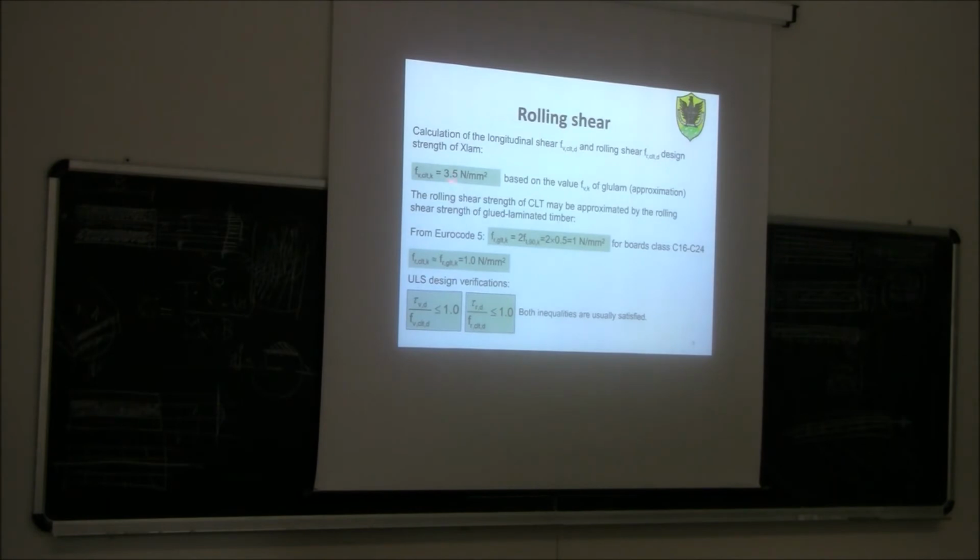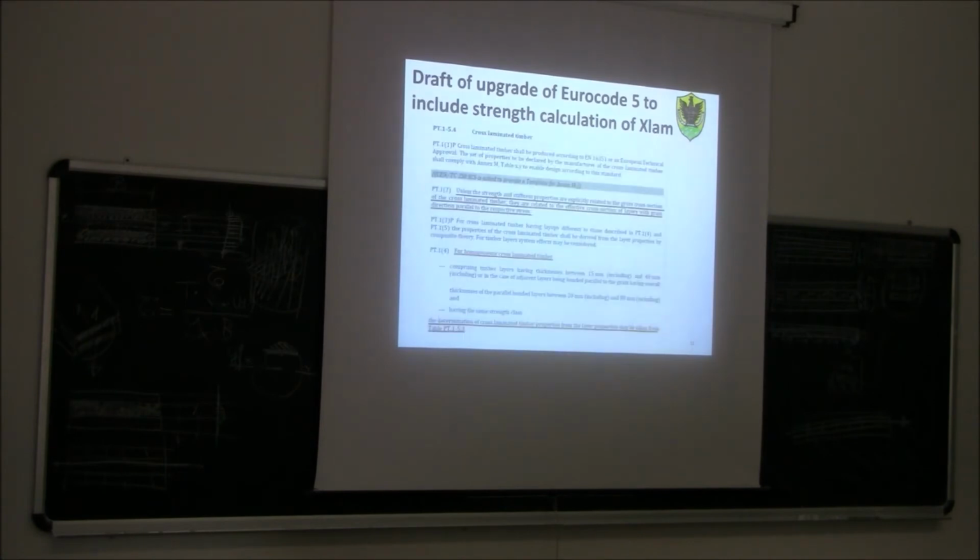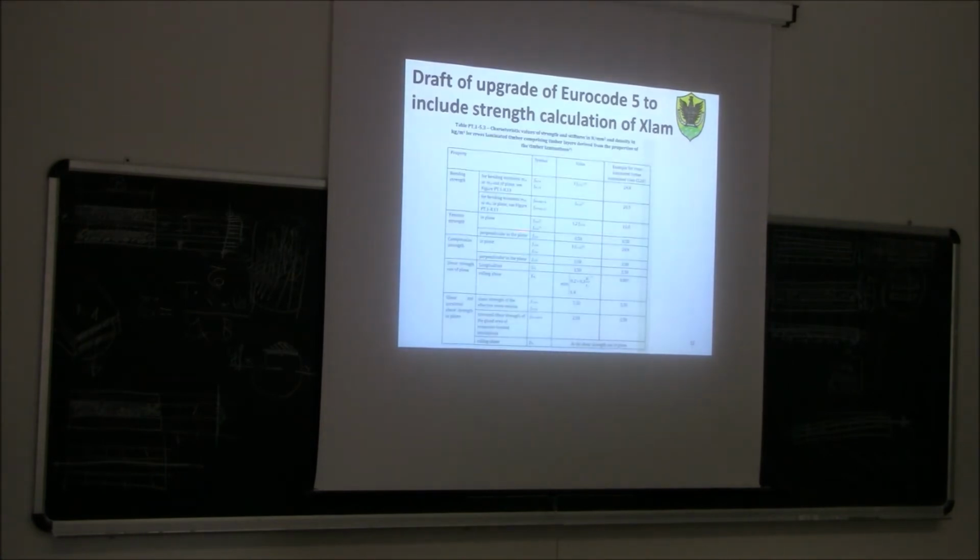So in general, you see here the value for the rolling shear is twice as much as the tensile strength perpendicular to the grain, so very low value, 1. While instead the longitudinal shear is more or less 3.5, the same values for blue. And also here, if you look in this table, you have also the value of rolling shear and longitudinal shear among the different parameters that are needed. Okay?